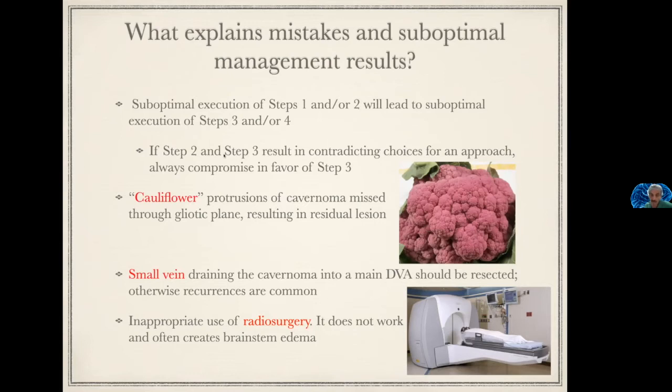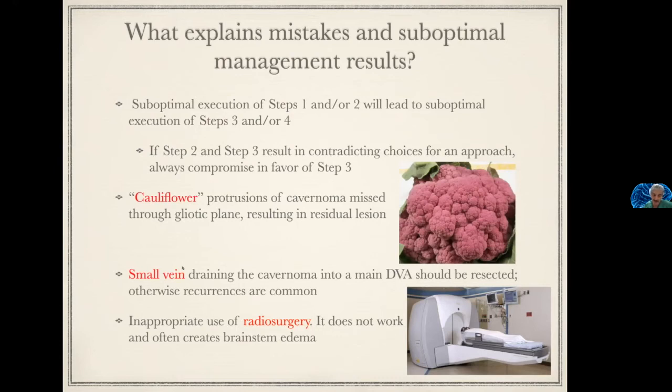Next, if you think of cavernomas as round mulberry, like everybody describes them, you're going to have mistakes. You have to think of it as a red cauliflower. Why? Because you can see the picture of a cauliflower. It has protruding irregular parts, and if you cut through one of these parts, you will have a residual lesion and will have a problem, and it could recur.